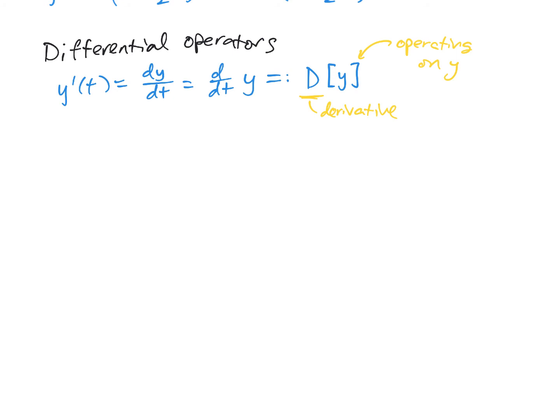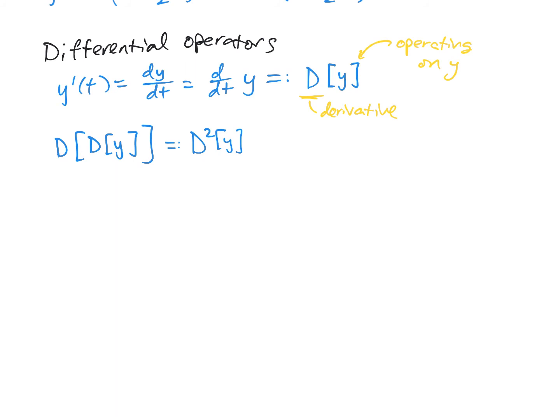So now with operators, when you put them next to each other, when you kind of treat them like multiplication, that is interpreted like composition. So if you have something like D of D of y, so that's the derivative of the derivative of y, we can write this like D squared of y.